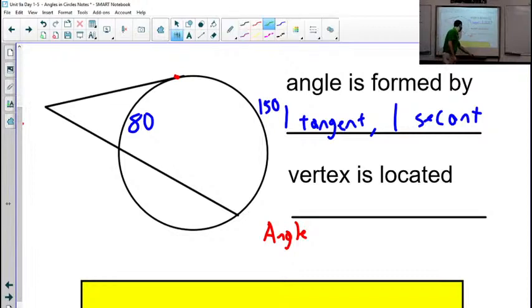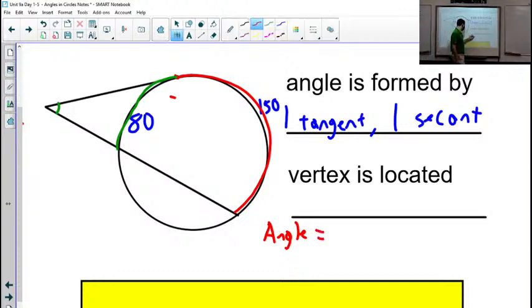Let me draw my outer and my inner. Here's the angle. My inner arc is the one that's closer, so this one. My outer arc is over here. The rest of the circle is not included because it's not along the interior of the angle. So here's my outer arc, here's my inner arc.